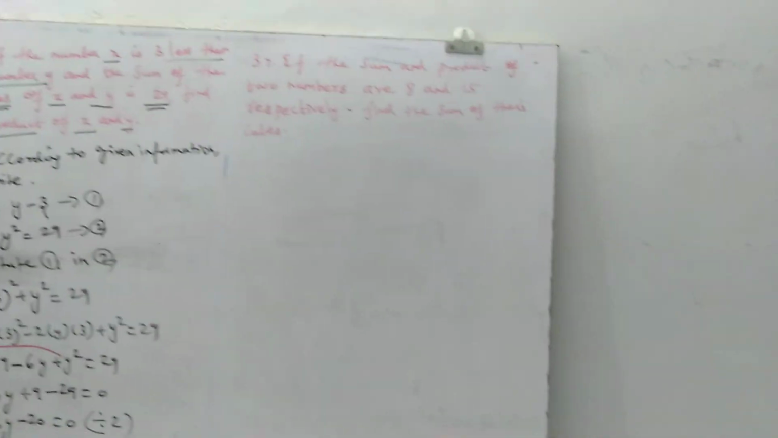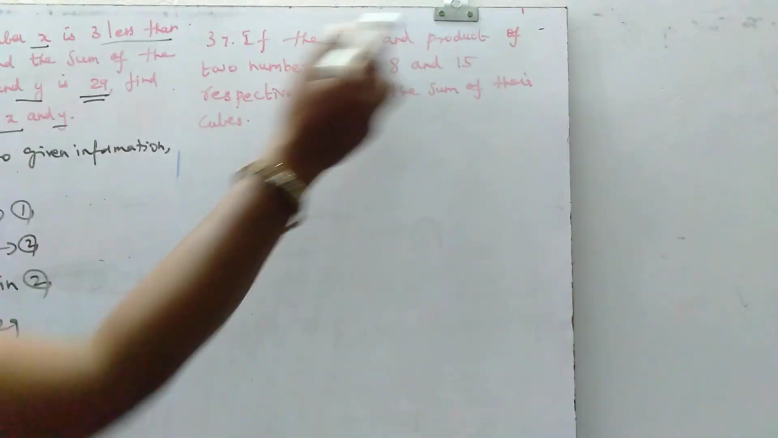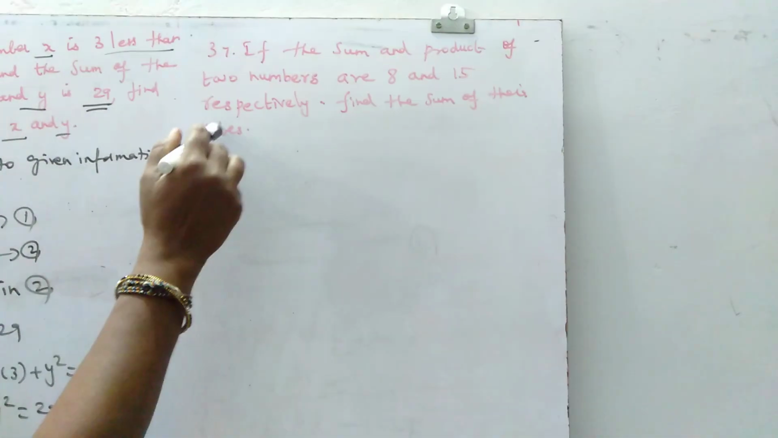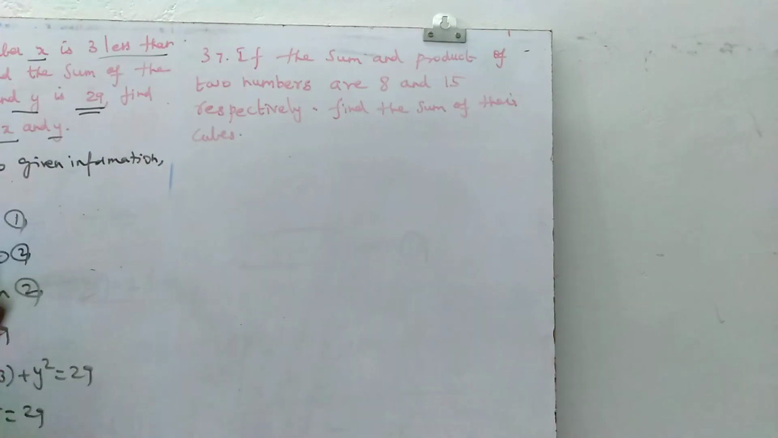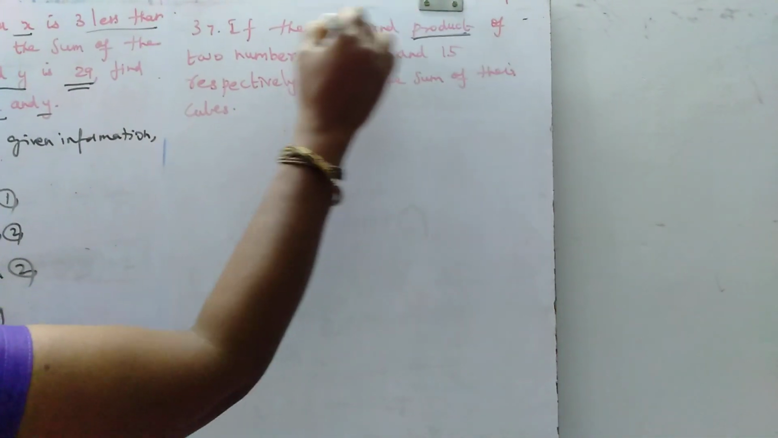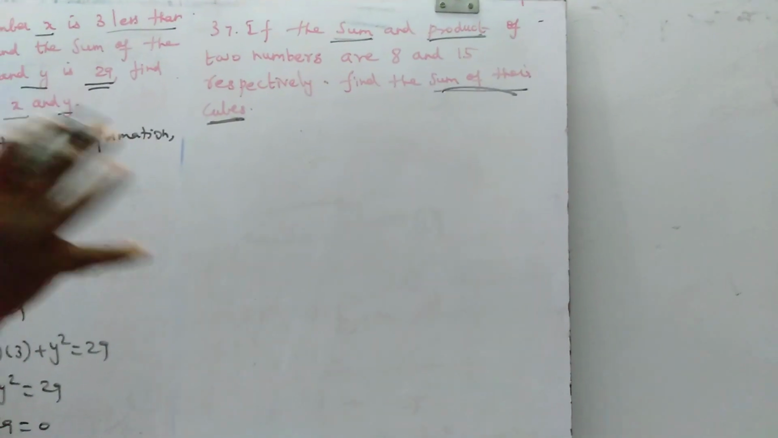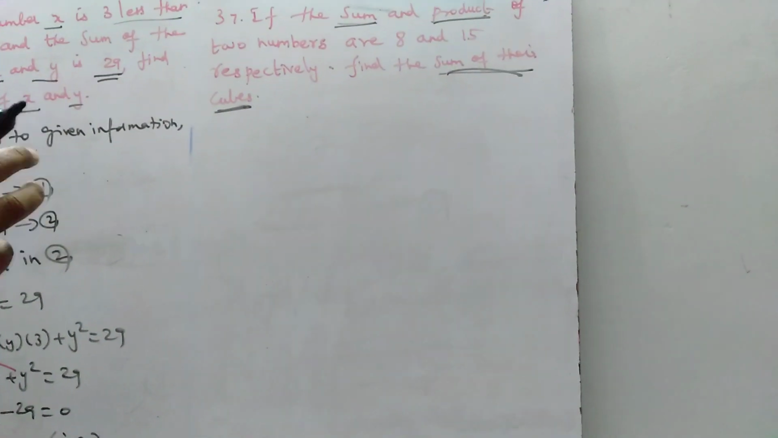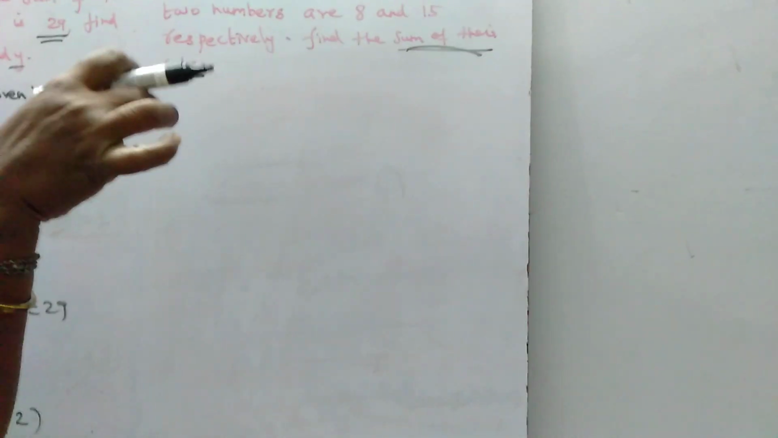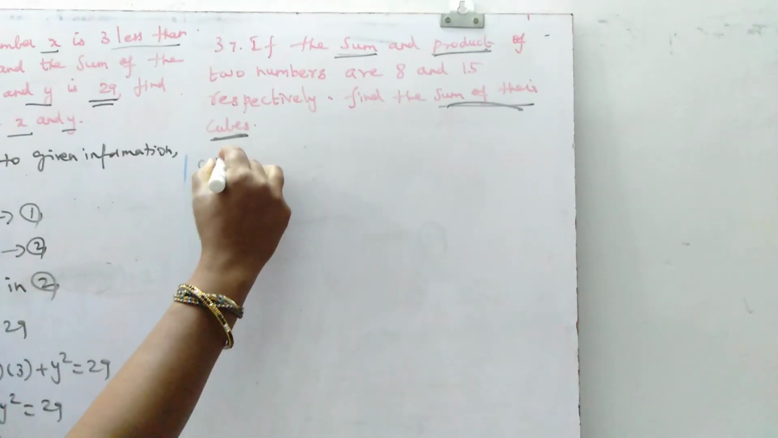Next, question number 37. If the sum and the product of two numbers are 8 and 15 respectively, find the sum of their cubes. Sum and product, then we are supposed to find the sum of their cubes. We should read the word problem very carefully, then it will be easy for us to solve the sum.